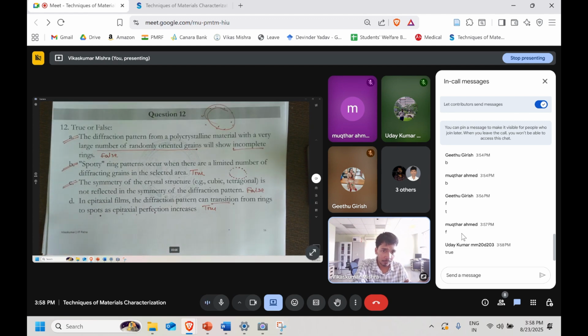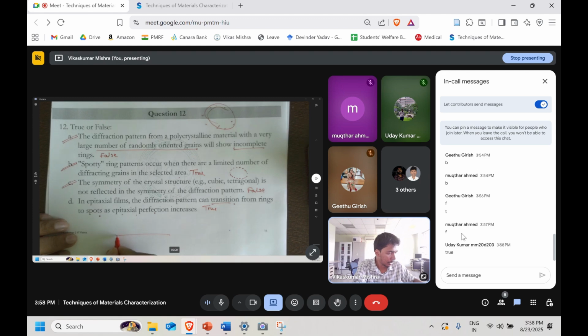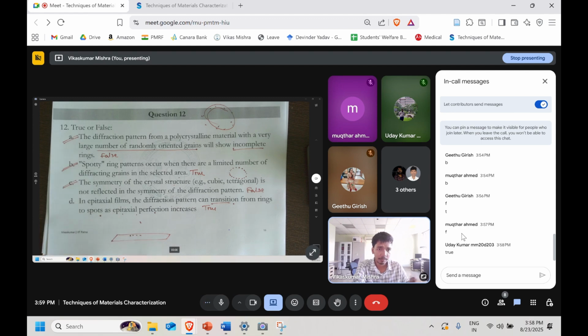What is an epitaxial film? You take one substrate on which you are growing the crystal. So what will happen is that at the very initial stage, the d-spacing will be a little bit diverted from each other. While if you keep on growing, they will tend to form a more single crystal orientation.